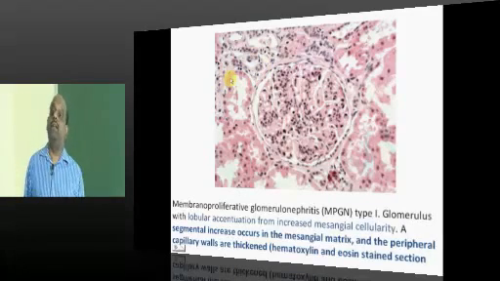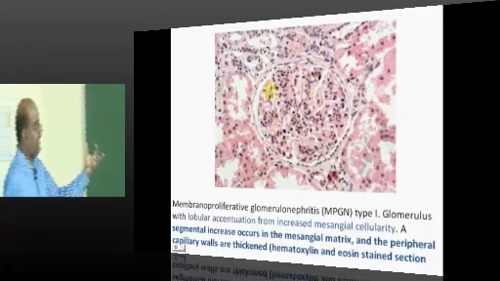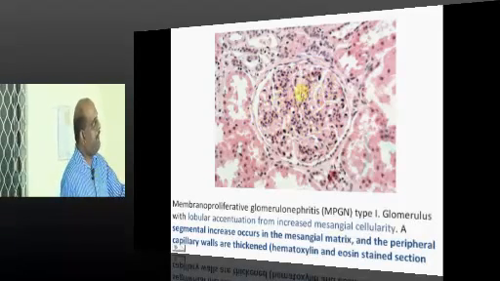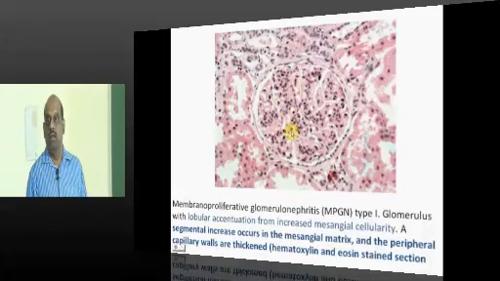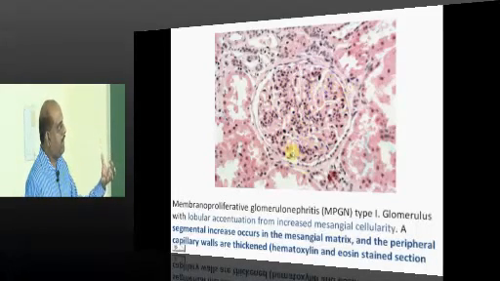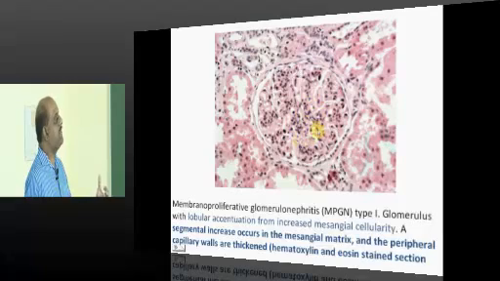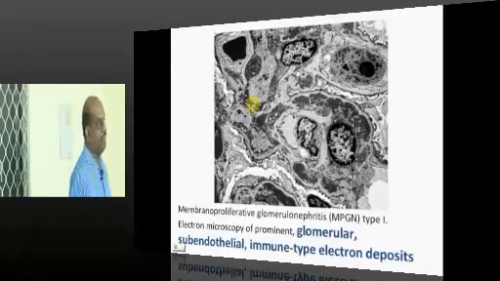Now what is very characteristic of MPGN? If you look at the lobar pattern of the nephron, there is an accentuation as such, it is being broken down into multiple lobes with an increased mesangial cellularity, which is a very, very characteristic feature. Of course, in addition to that, capillary walls are thickened, etc., etc.